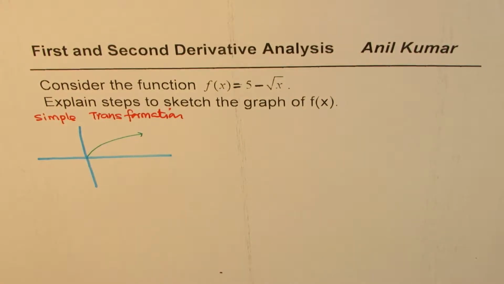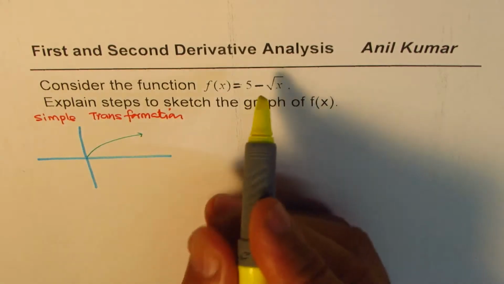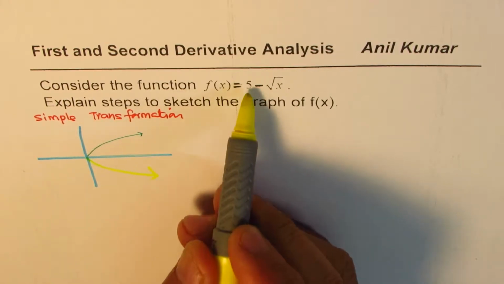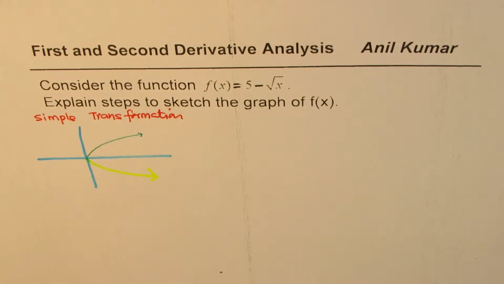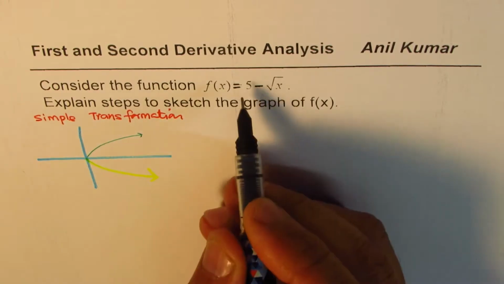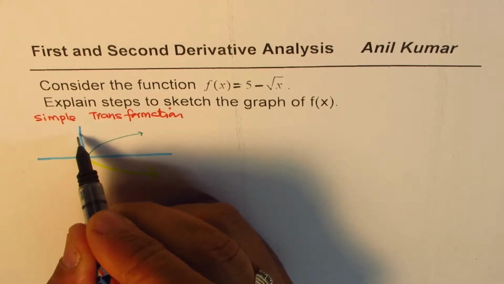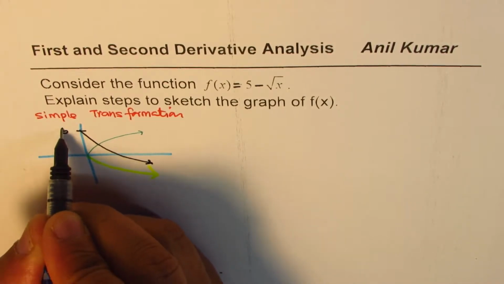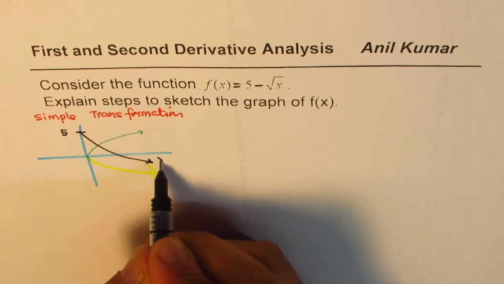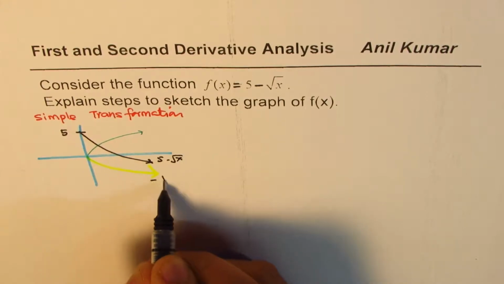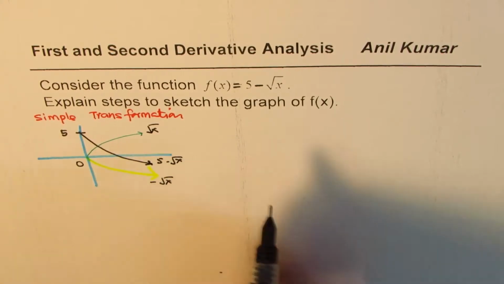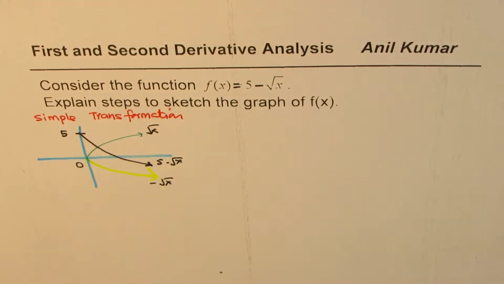Minus square root x means that the graph will be flipped kind of like this, and plus 5 means that it will be moved 5 units up. So kind of like this, where this is 5 for us. So that becomes 5 minus square root x. This is minus square root x, and that is square root x, correct? And this is 0, that is 5. So these are very simple ways of sketching the graph using transformations.